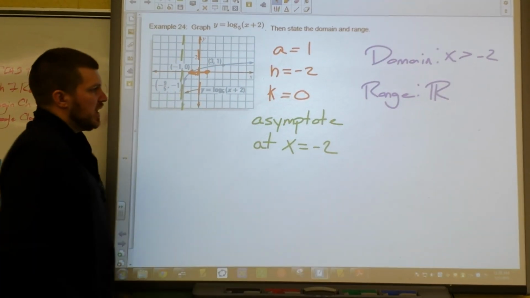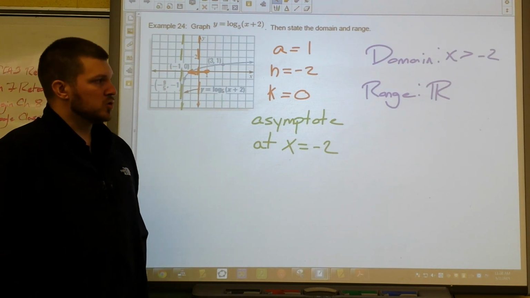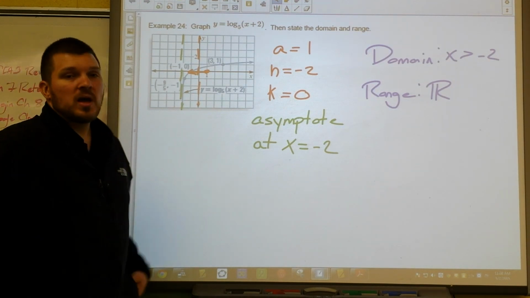So now we have a, h, k, we know where our asymptote is, and we know the rules for our domain and range for this particular child function. That's it for log functions.